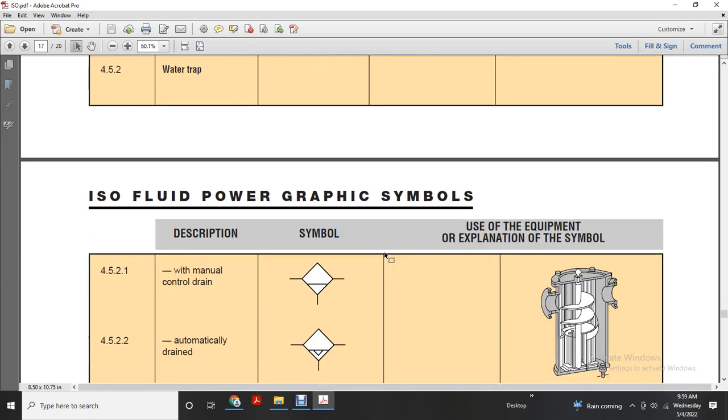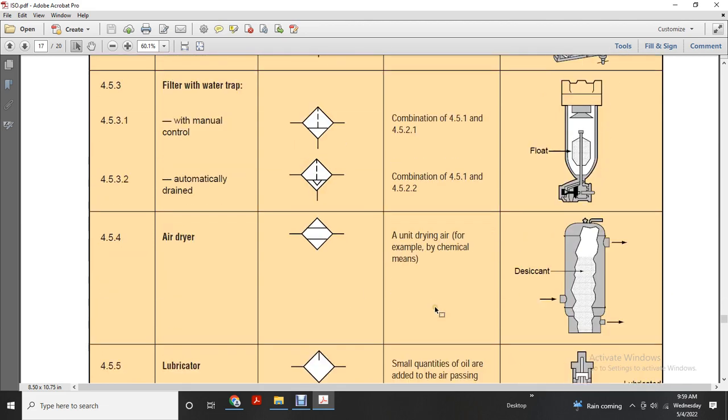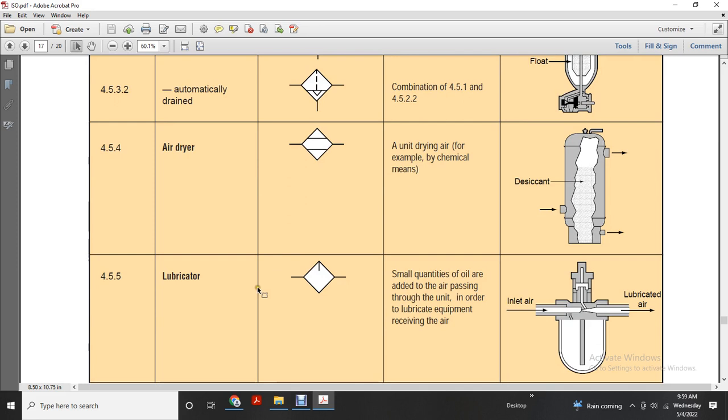Water trap, with manual control drain, automatic drain. Filter water trap with manual, with a combination, automatic drain, float. Air dryer: unit for air drying, for example, by chemical means. Lubricator: small quantities of oil are added to the air passing through, in order to lubricate the equipment receiving the air.